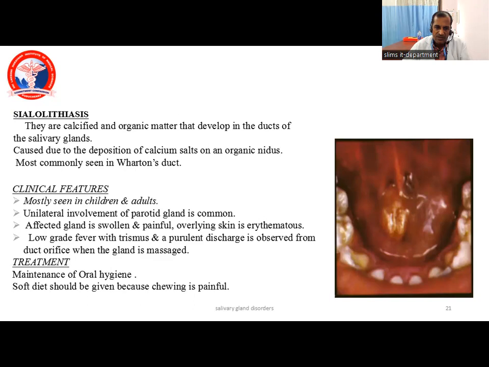The treatment part will be maintenance of oral hygiene, soft tissue care, and a soft diet should be given because chewing will be more painful.